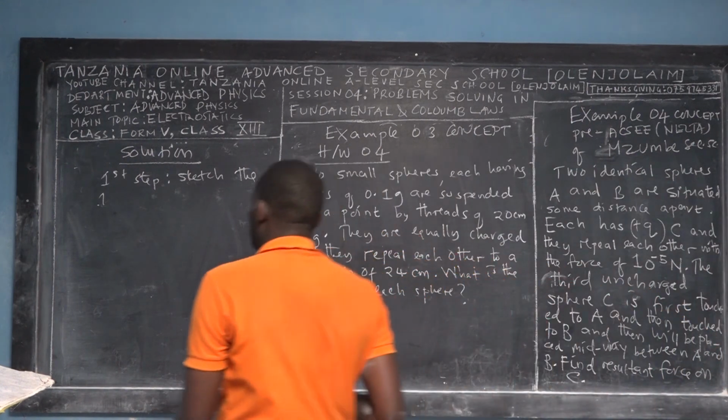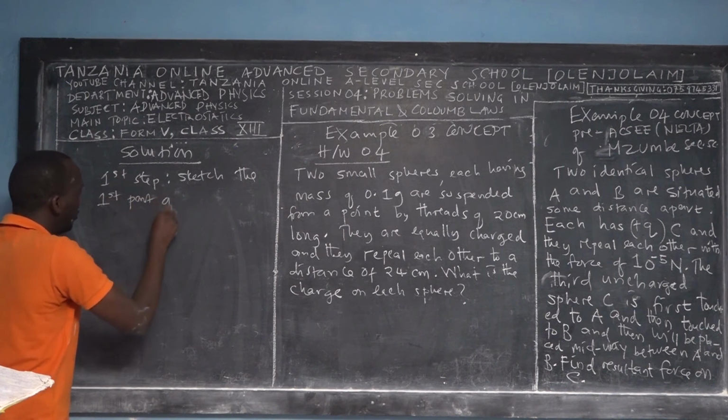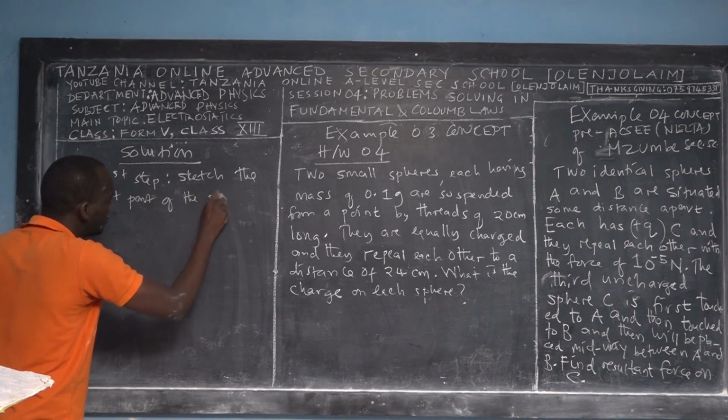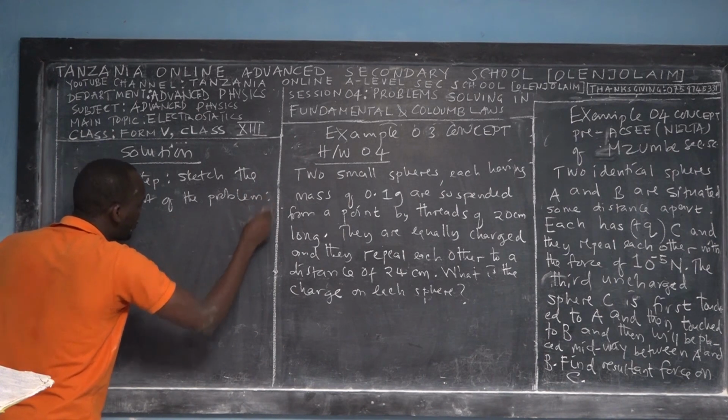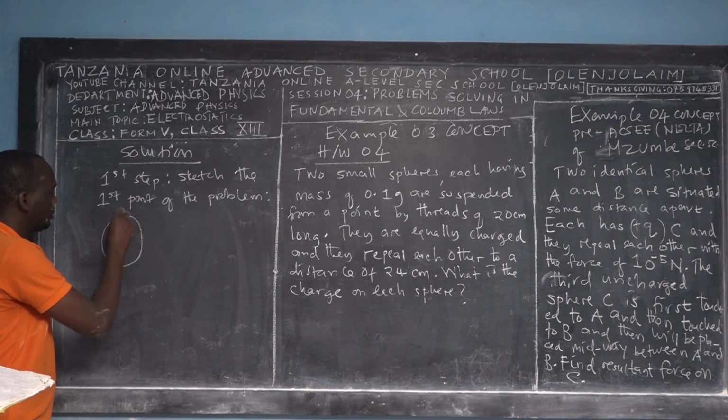Sketch the first part of the problem. How do we sketch? We have two spheres, right?